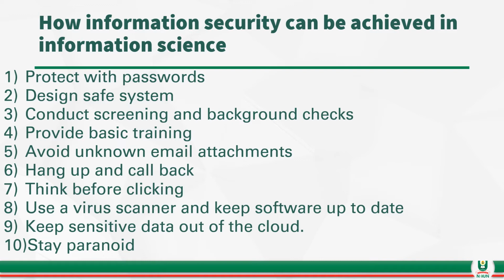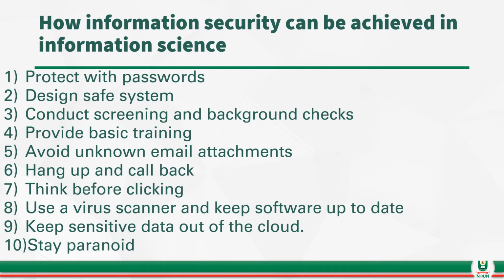The third one is conduct screening and background checks. Before people are employed, it is necessary to do screening and background checks so that one doesn't employ fraudulent people in the organization that can cause havoc at the end of the day. The fourth one is provide basic training. Once someone is employed, before the person starts working, the person should be trained on security measures. The person should be trained on what is expected and what is not expected, just in case.